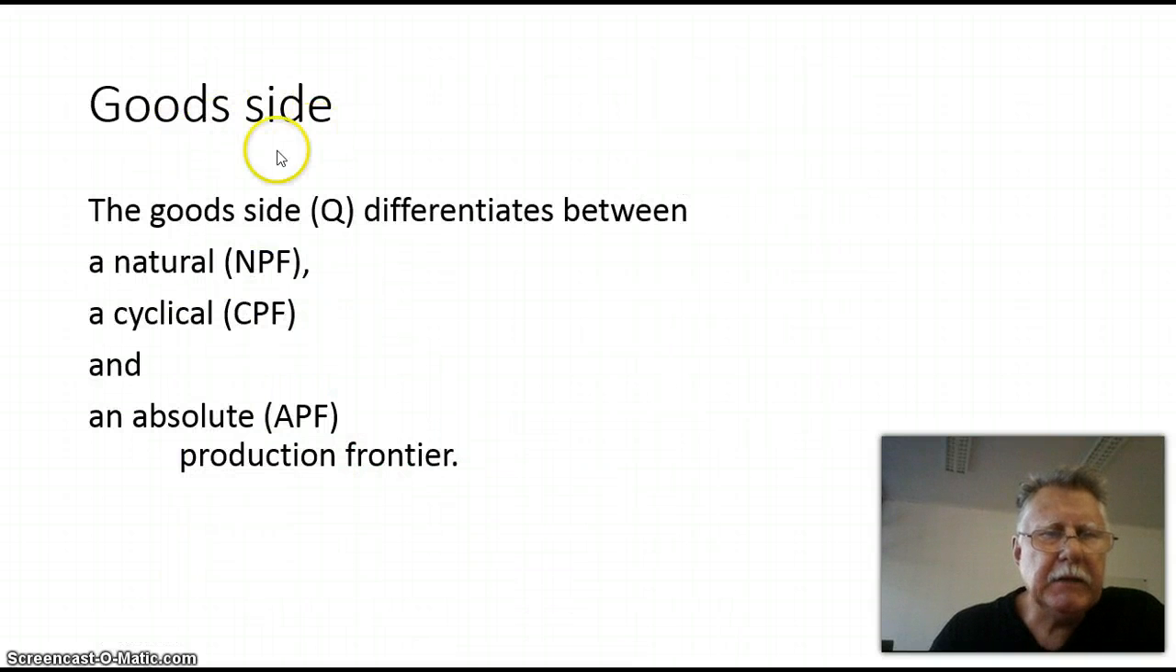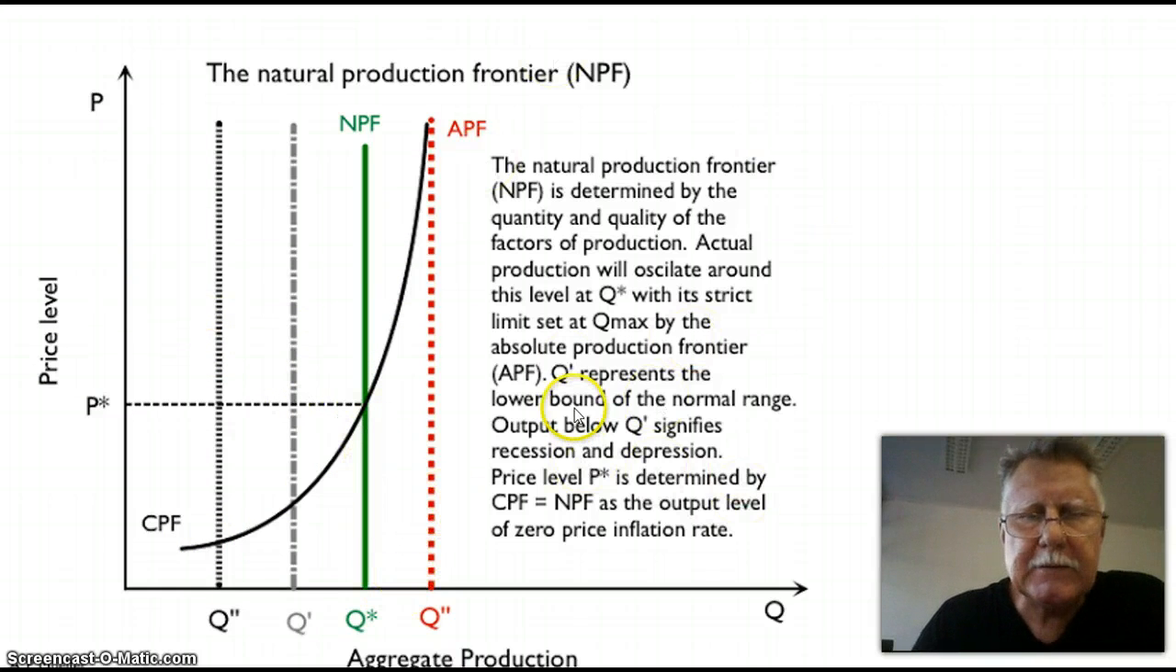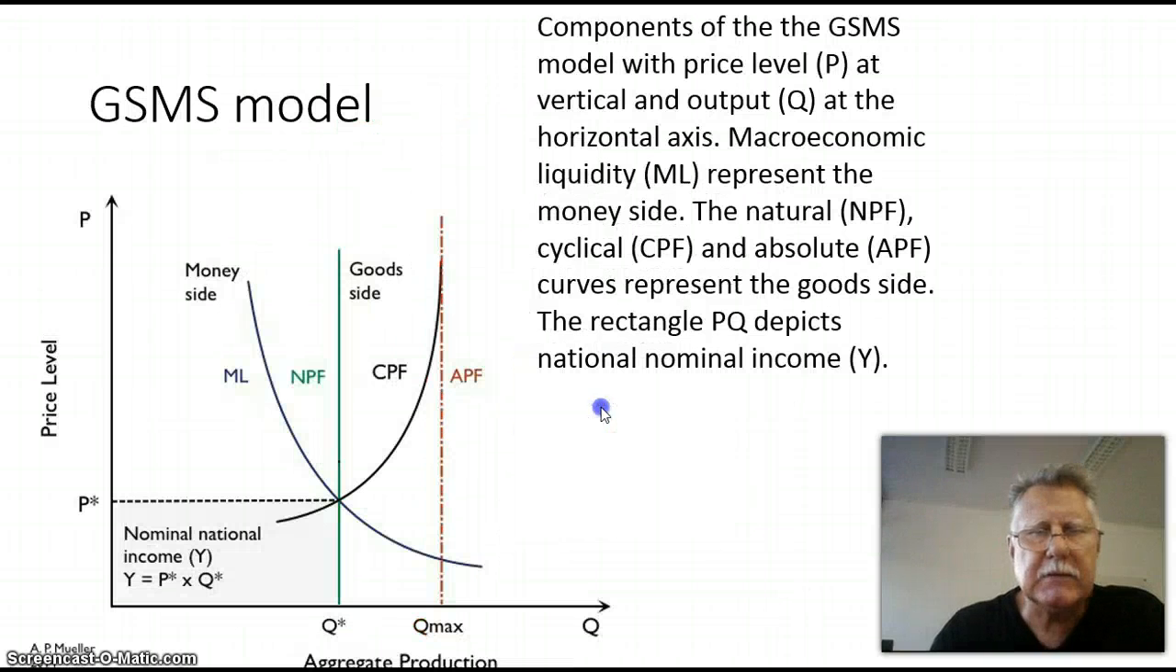The good side differentiates between a natural, cyclical, and absolute production frontier. So we have the absolute and natural production frontier independent of the price level, and the cyclical production frontier which connects the money side with the good sides. Here also some explanations for the details.